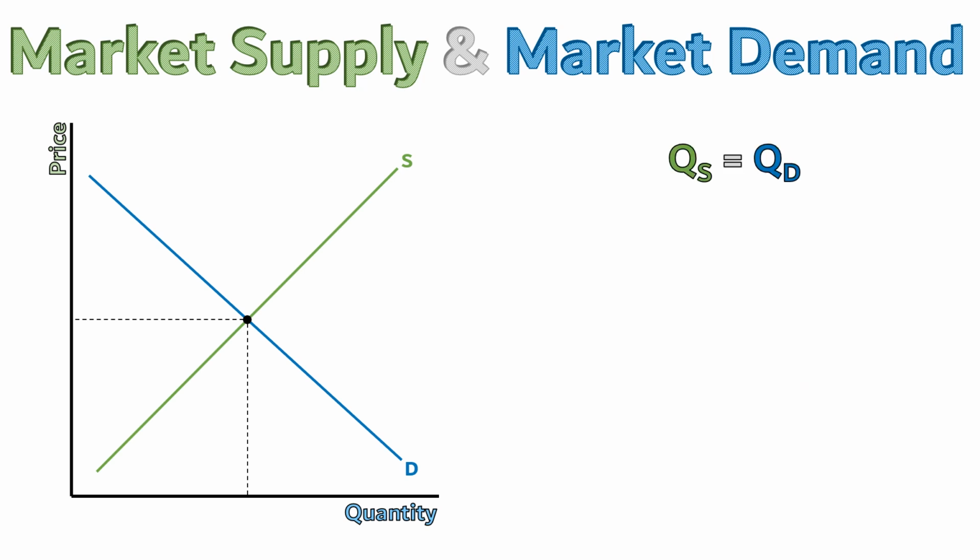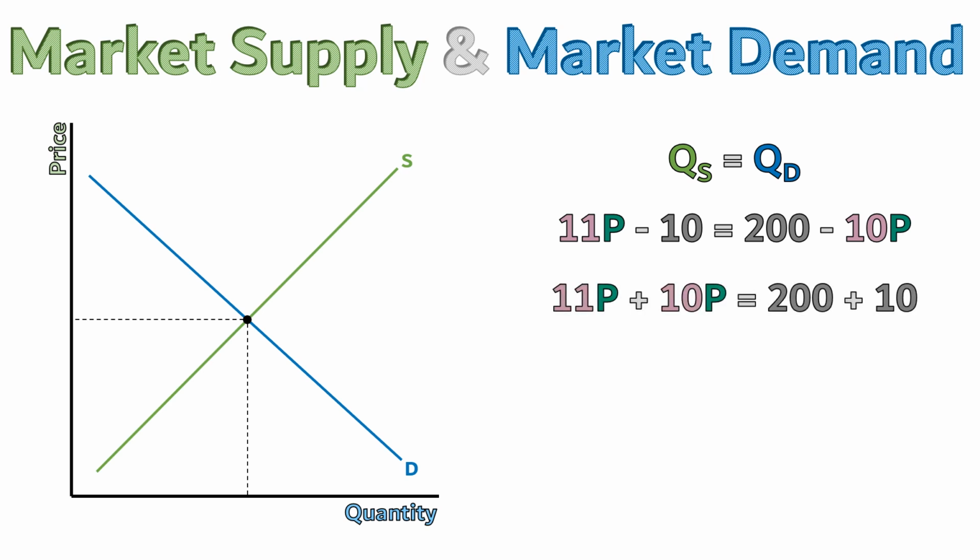Setting those two variables equal to each other is our first step. Now we can plug in our equations for those variables and solve for P. If QS equals QD, then 11P minus 10 is equal to 200 minus 10P. I will add 10P to the left-hand side, and I will add 10 to the right-hand side, giving us 11P plus 10P is equal to 200 plus 10.